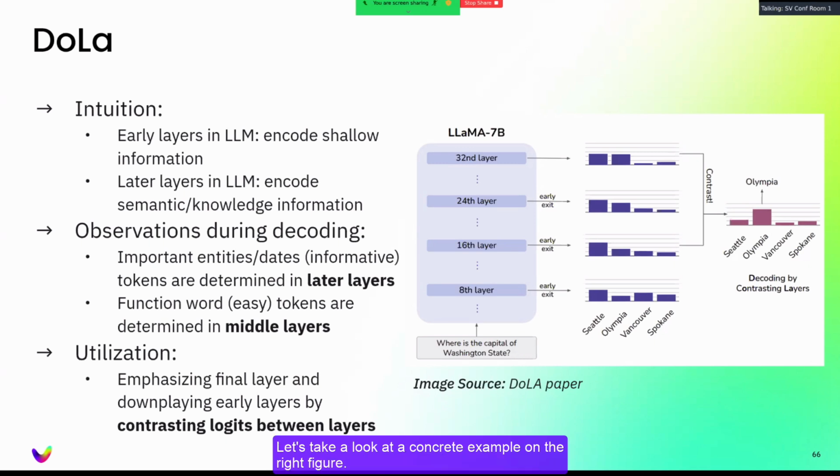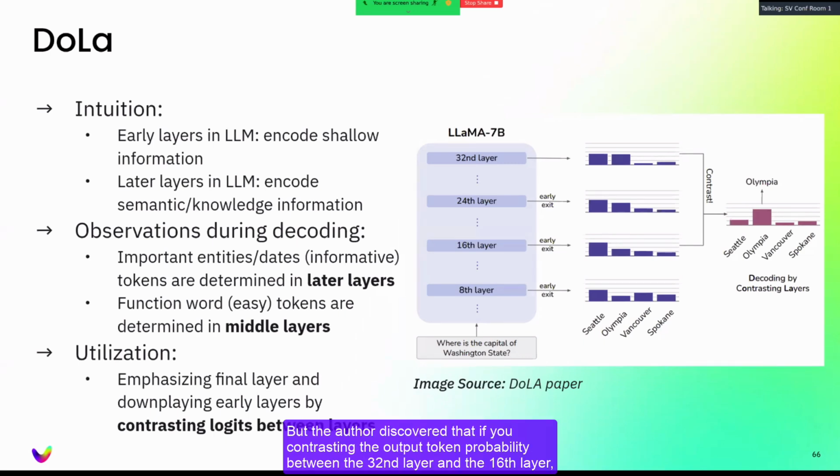Let's take a look at a concrete example in the figure on the right. The question sent to the Llama 7B model is: where is the capital of Washington State? That's the same question I just gave you in the earlier slide. You can see that the correct answer, Olympia, starts with a very low probability in the early layers. But as the layers go deeper to the final 32nd layer, Olympia's output probability gets higher. However, the incorrect answer, Seattle, also has a very high probability in the end, making it almost a 50-50 chance that the model outputs Seattle or Olympia.